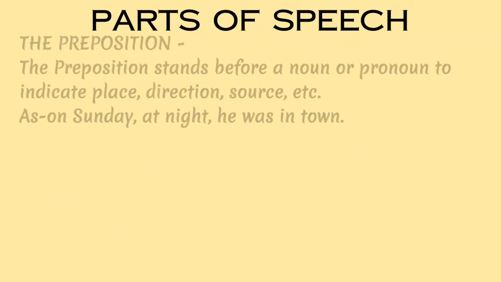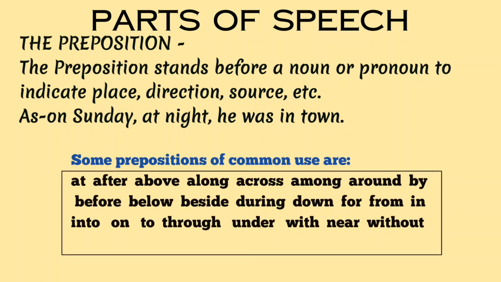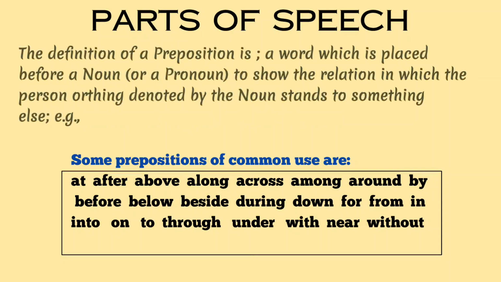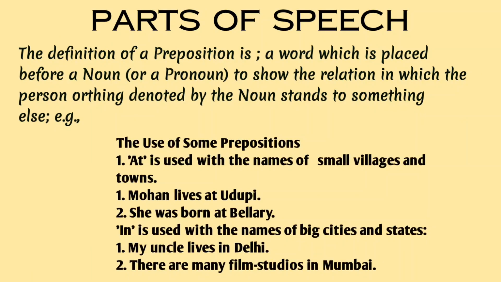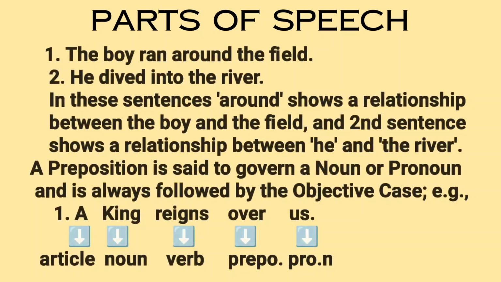The next part of speech is preposition. The preposition stands before a noun or pronoun, as on Sunday. On is preposition, Sunday is noun. At night. He was in town. In is preposition. The definition of a preposition is a word which is placed before a noun or a pronoun to show the relation in which the person or thing denoted by the noun stands to something else. The boy ran around the field. He dived into the river.